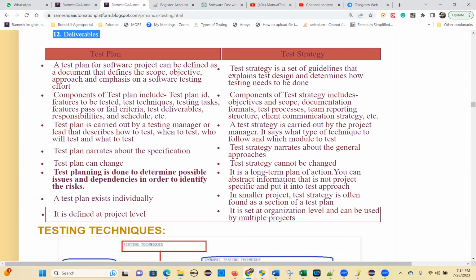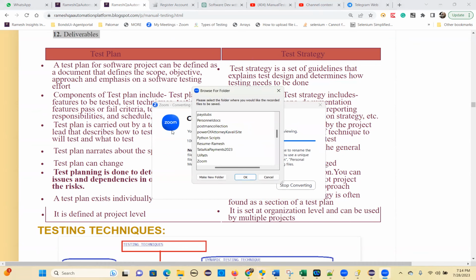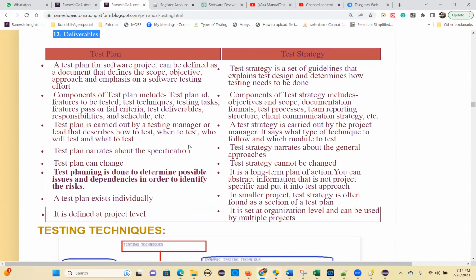Second point, what are the different components of a test plan? The different components of a test plan are: test plan ID, features to be tested, features not to be tested, testing techniques, what different types of testing you are performing, and what test methodologies you will follow, like waterfall or agile methodology. That also you will mention.